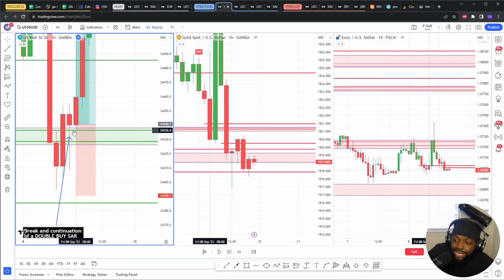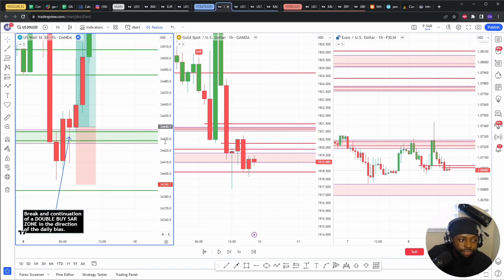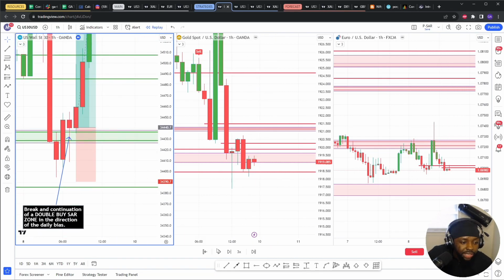Now you want the next candle to close above it, so it can reject. It doesn't have to reject through both SARs. It just has to reject from that zone. So you can see this candle rejected. So this is a test and rejection. Hopefully you guys can see that.